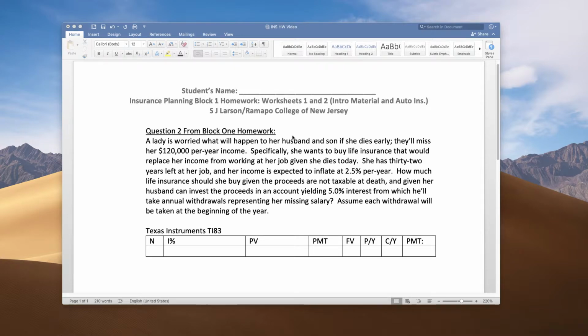And from that account, he'll withdraw $120,000 the first year. Let's say she dies right away. He'd take out $120,000 now. And every year he'd give himself 2.5% more.